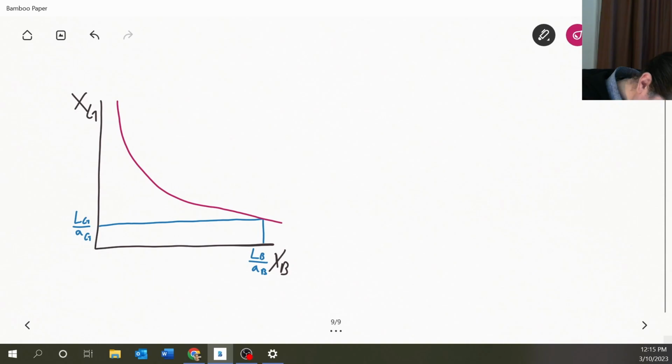I got a kiss. Okay, just barely kissed there. All right, so it's going to look something like this. I made it a little bit too linear at the end here. Let me try to make it a little curvier at the end. Okay.